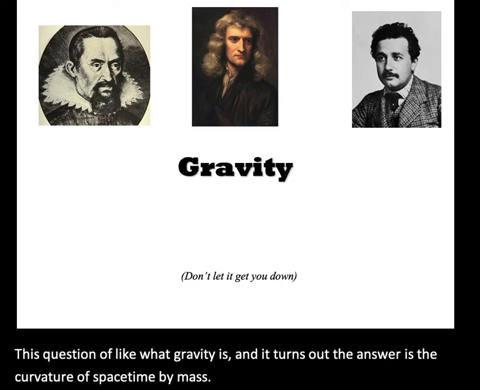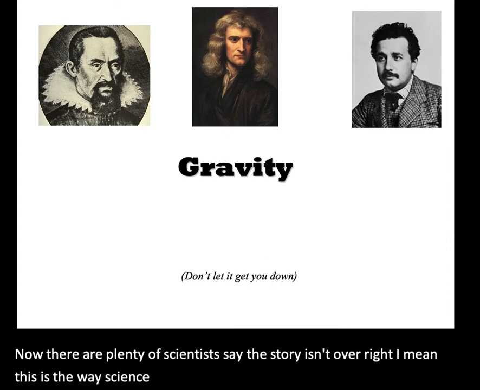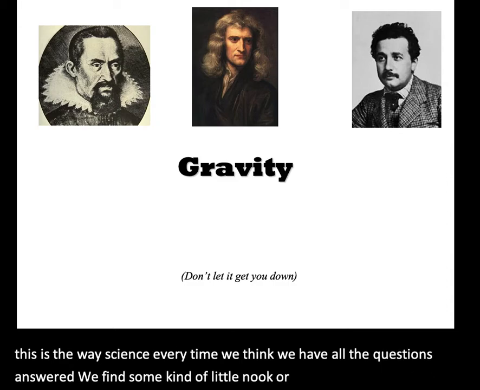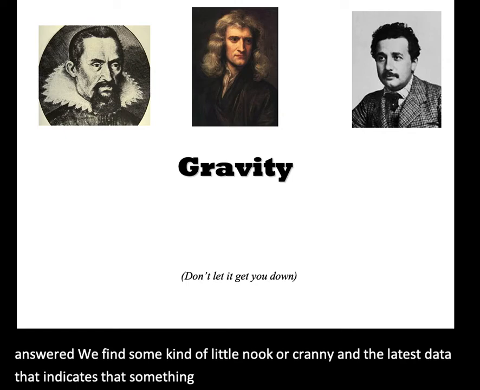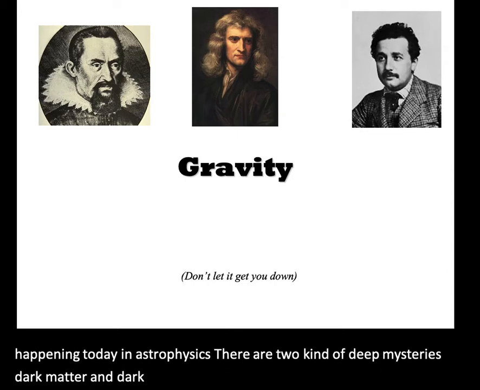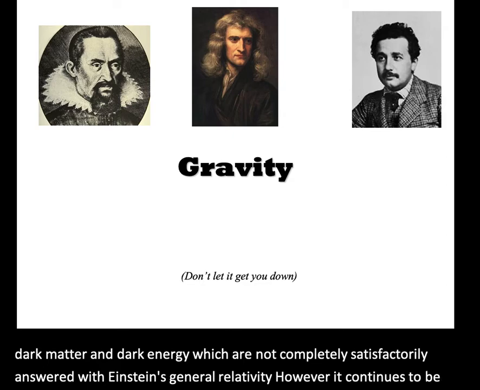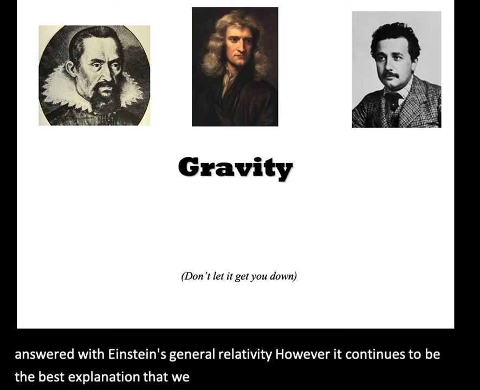Now there are plenty of scientists that say the story isn't over, right? This is the way science works. Every time we think we have all the questions answered, we find some kind of little nook or cranny in the latest data that indicates that something is not completely explained, and that is happening today in astrophysics. There are two deep mysteries, dark matter and dark energy, which are not completely satisfactorily answered with Einstein's general relativity. However, it continues to be the best explanation that we have for the phenomena that we see today.